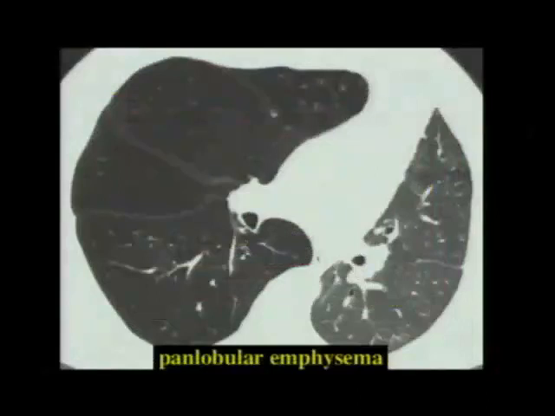This is typical panlobular emphysema in a patient with a left lung transplant. For comparison, the right lung is too big, too black, and the vessels are too small. But you do not see focal areas of lung destruction or bullous lesions.